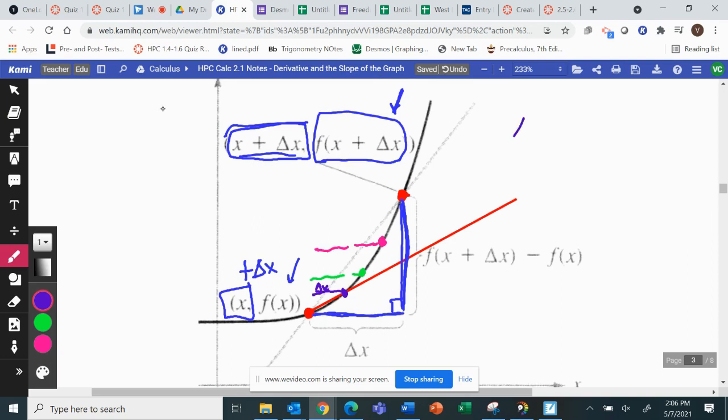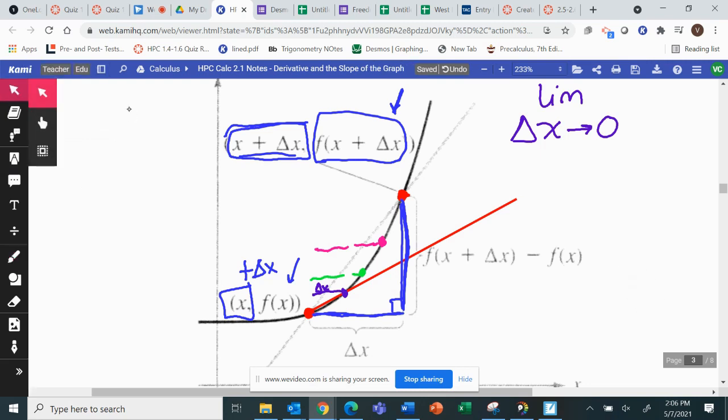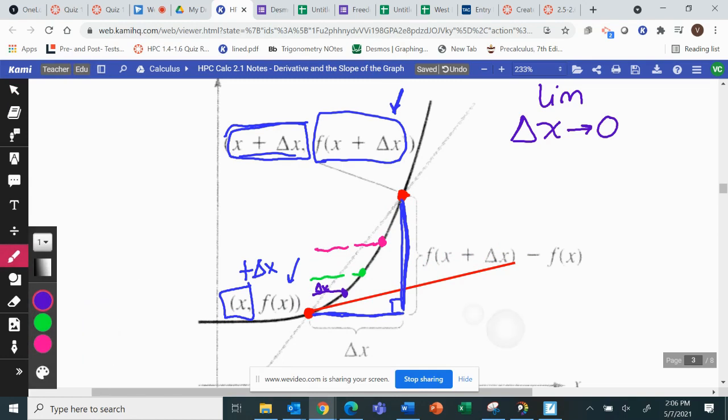Eventually, as my delta x goes to 0, so here's limits. As my delta x is going to 0, and the point where delta x is just getting shorter and shorter and closer together, eventually when delta x hits 0, we will have that tangent line. So this is what's happening, and we're going to do it mathematically. We're not going to do it with a line. We're going to do it mathematically.